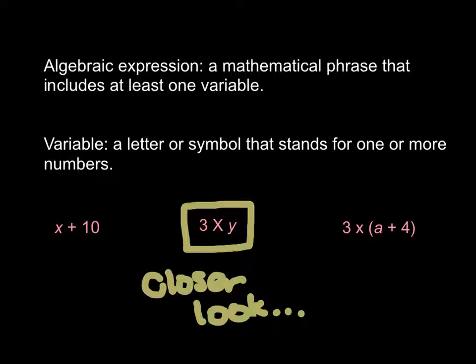So an algebraic expression, yesterday we talked about a numerical expression, is a math phrase with just numbers. But an algebraic expression is a mathematical phrase that includes at least one variable. That word is variable. Now please make sure you write down these definitions in your notebook on the left side, so you might have to pause the video so you can write these down.